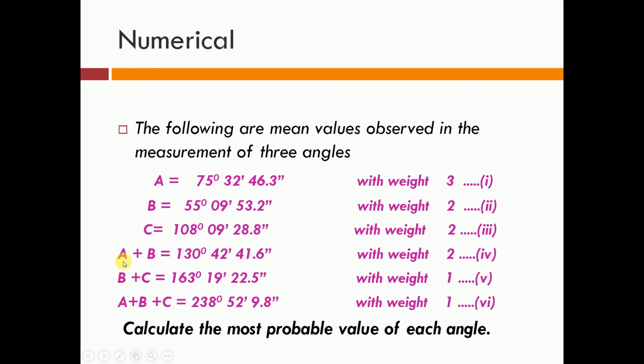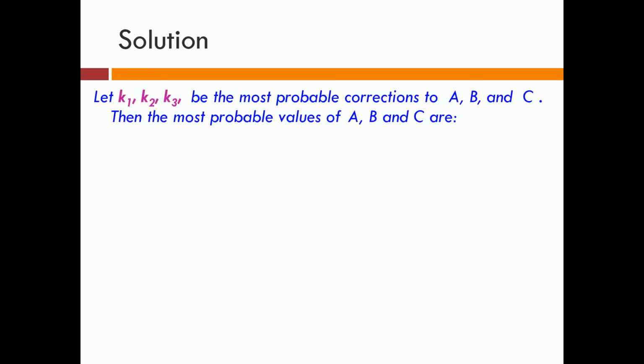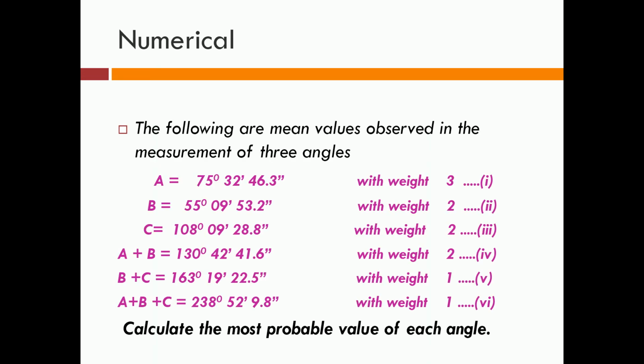Also A plus B is measured as a combined angle, then B plus C is measured as a combined angle, and A plus B plus C is measured as the combined angle, but the only unknown quantities are A, B and C. So three corrections are to be assumed. Let K1, K2, K3 be the most probable corrections to the angles A, B and C respectively. Then what will be the most probable values of A, B and C?